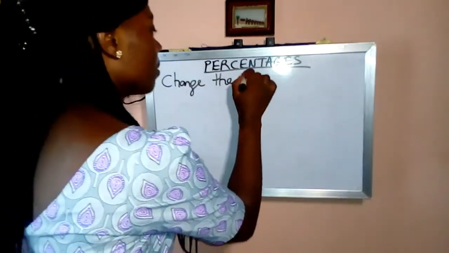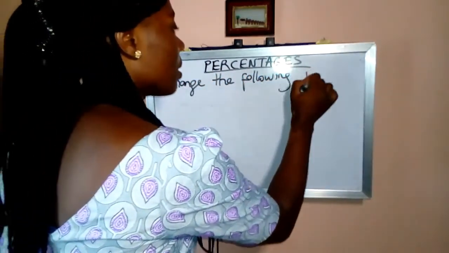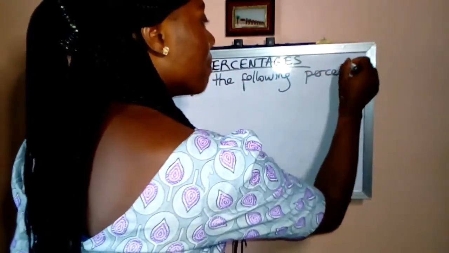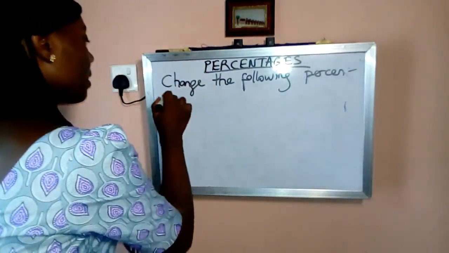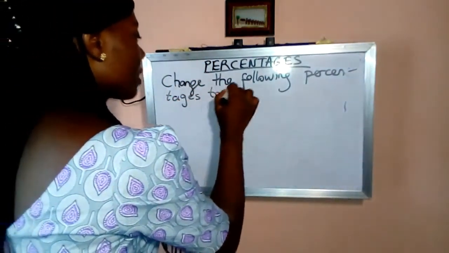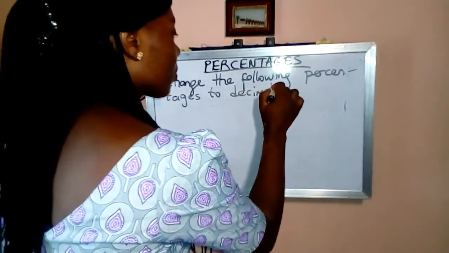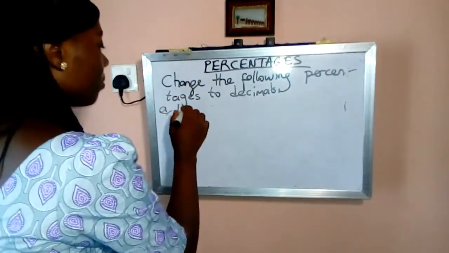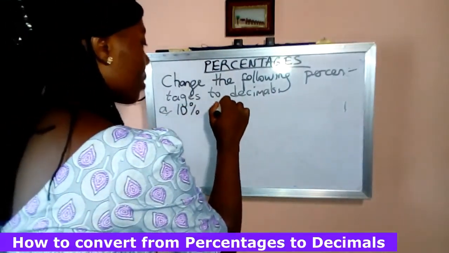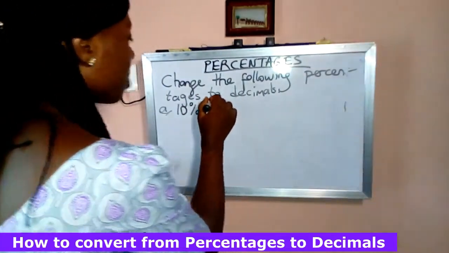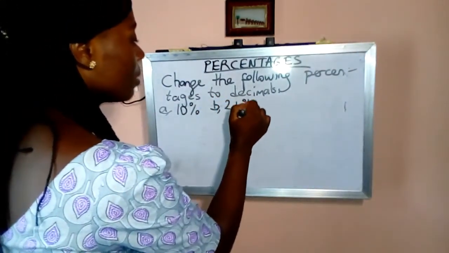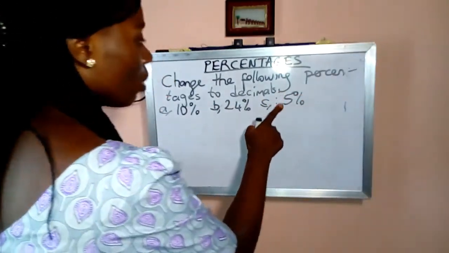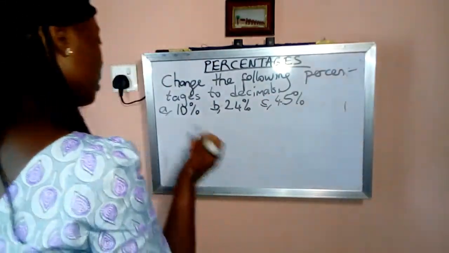Change the following percentages to decimals. Let's pick, for example, A, 10%. B, 24%. C, 45%.